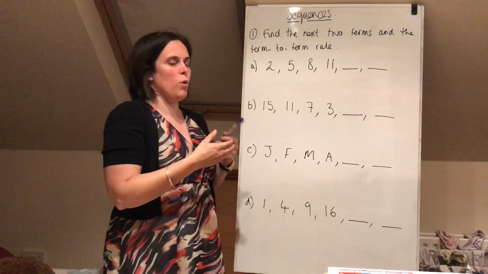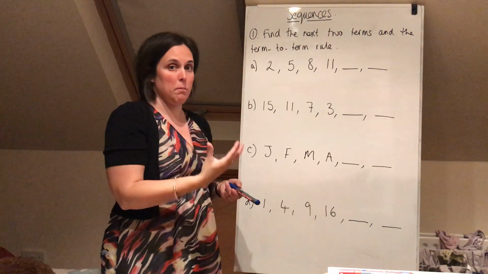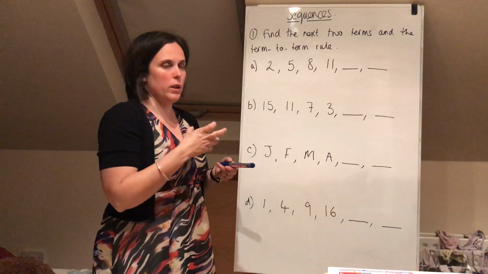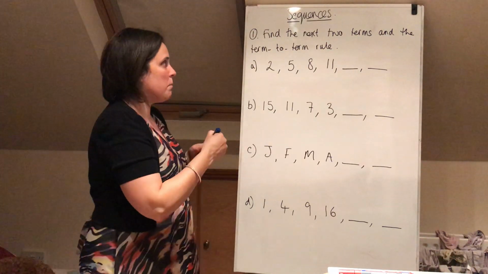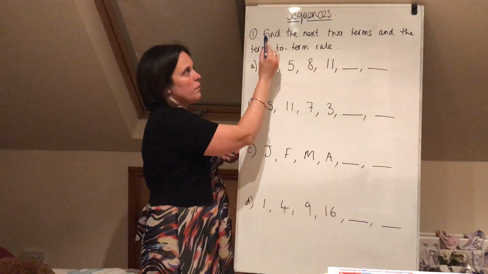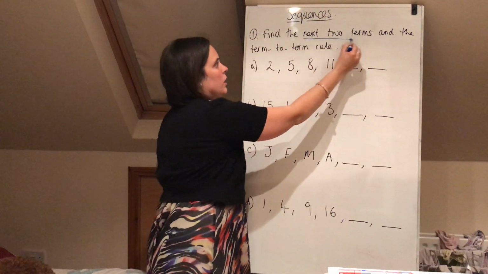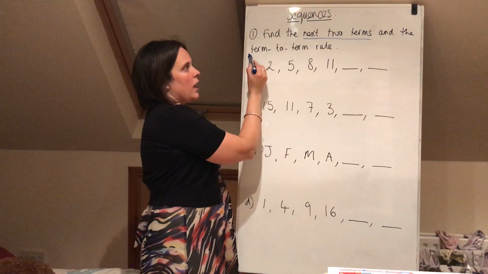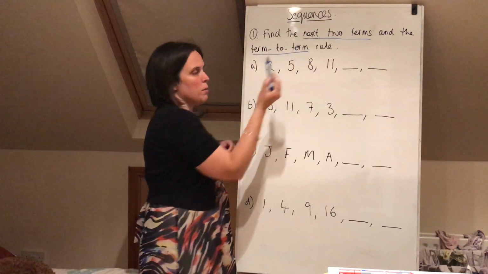We can determine what's going to happen next following the same pattern, and then come up with what that rule is. Now importantly, if you have a look here, I've put find the next two terms, and I've also said find the term to term rule.